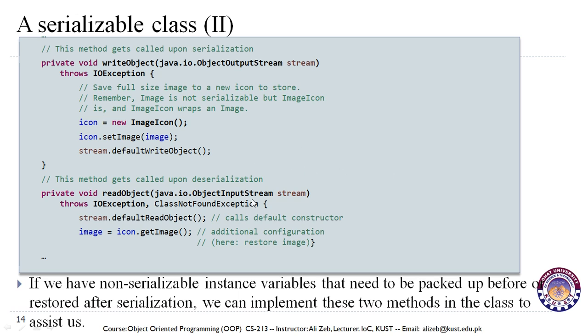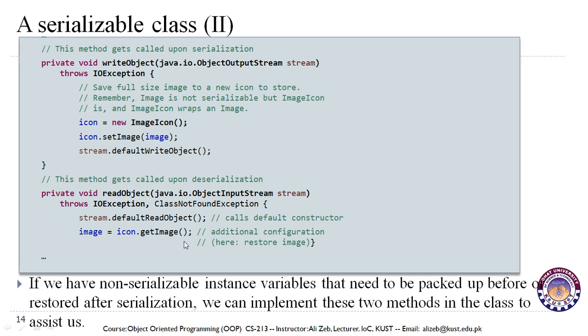And we can see that we are using an object of the object input stream over here, and we are using an object of the object output stream over here when we are writing to the file, and when we are reading from the file we are using an object of the input stream. So stream.defaultReadObject calls the default constructor, and we read the additional configuration.